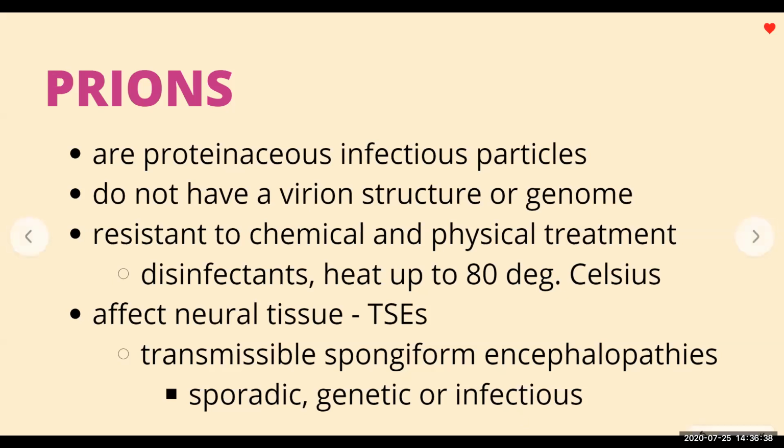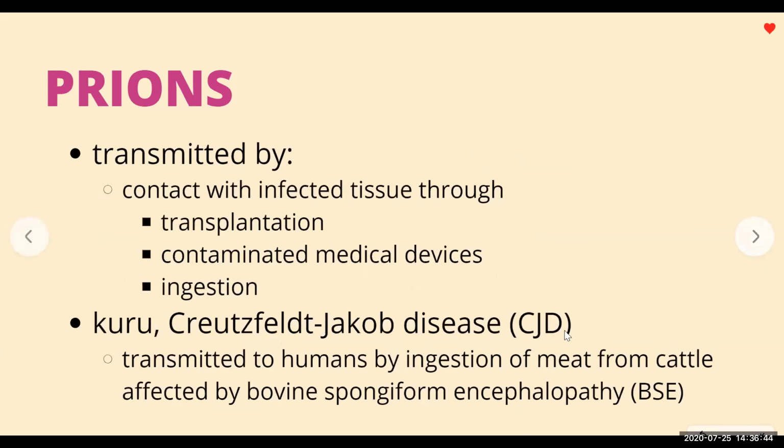Now, the classic example of a disease caused by a prion is CJD, Creutzfeldt-Jakob disease. Another one is Kuru. The transmission of prions is through contact with infected tissue, through organ transplantation, ingestion, or contaminated medical devices. Among these, the most common transmission is contaminated medical devices.